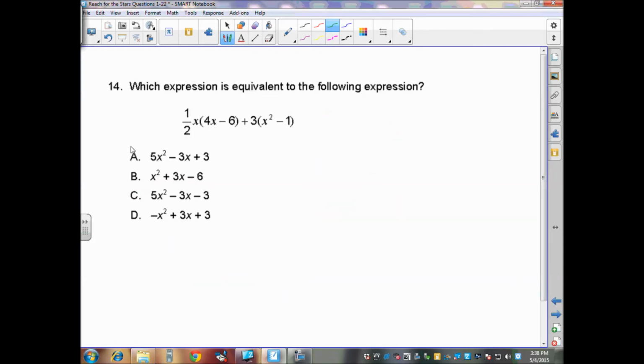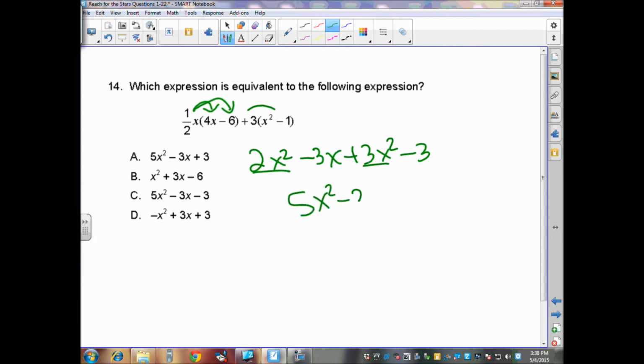They want us to simplify this expression. A half times 4x squared is 2x squared. A half times negative 6 is negative 3x, plus 3x squared minus 3. They want us to combine like terms, so this would be 5x squared minus 3x minus 3. The answer is C.